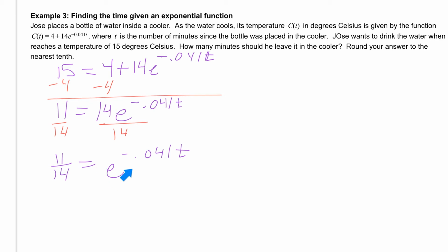Now that we have our base and our exponent all by itself, since we're solving for something in the exponent, we can now take the log or the natural log of both sides. Since e is in my equation, I'm going to take the natural log of both sides. So I get the natural log of 11 over 14 equal to the natural log of e to the negative 0.041 times t.